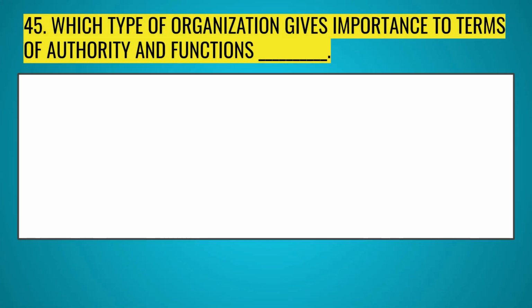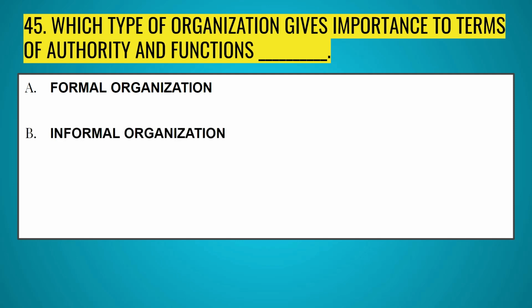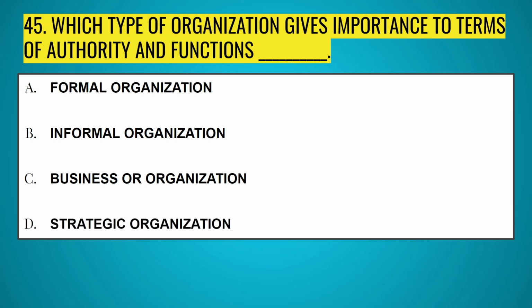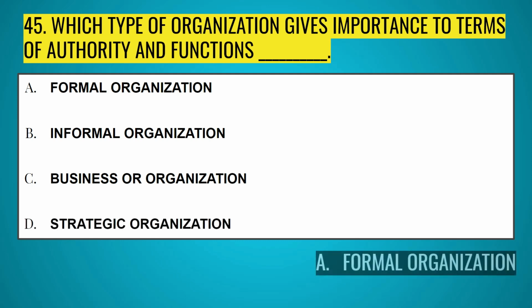45. Which type of organization gives importance to terms of authority and functions? Option A. Formal organization. Option B. Informal organization. Option C. Business or organization. Option D. Strategic organization. The answer is option A. Formal organization.